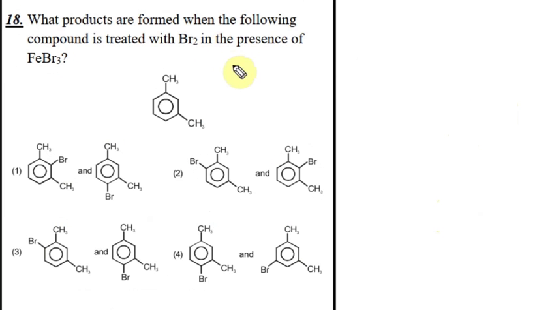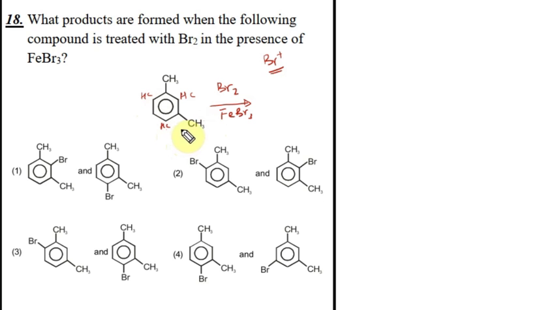So the products are formed when the following compound is treated with Br2 in presence of FeBr3. At this point, we will see this in detail. It's an electrophilic aromatic substitution. Br plus is generated. Where will it go? So these are hyperconjugated structures right here, with hyperconjugation at ortho and para.